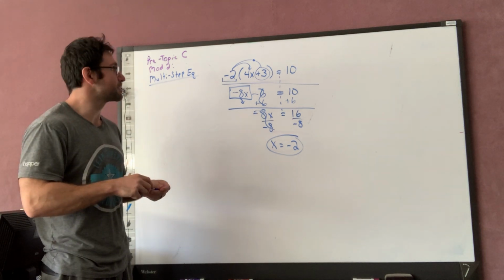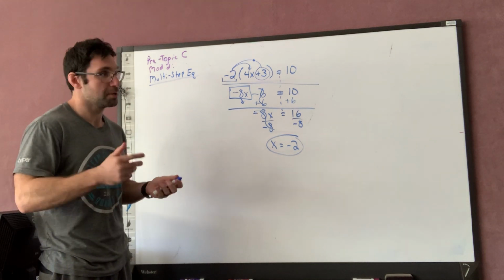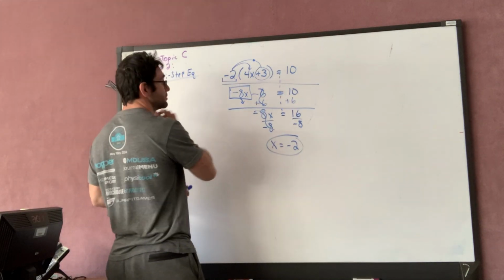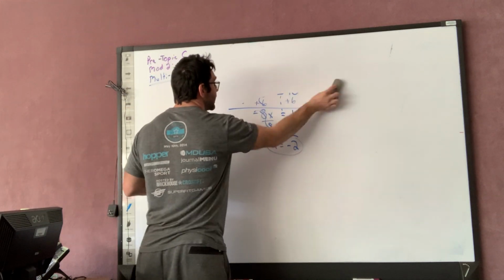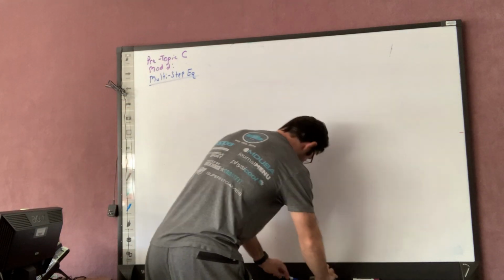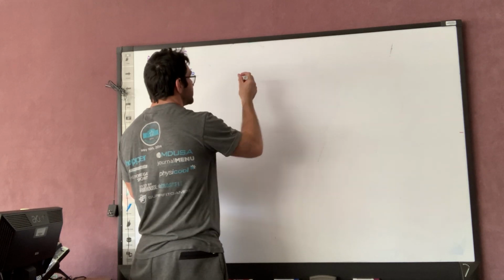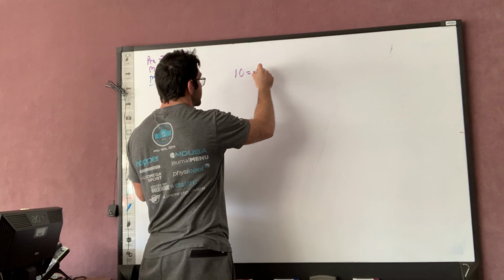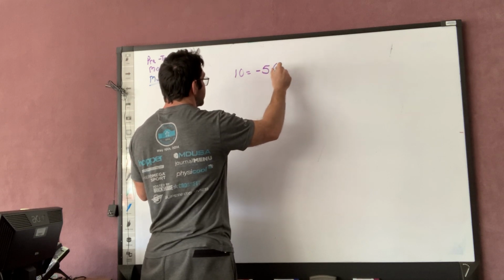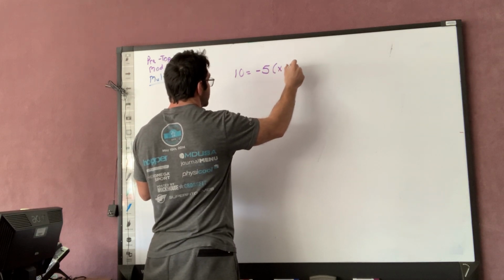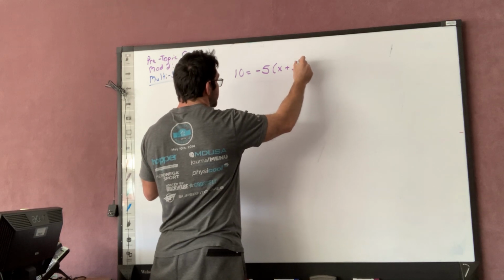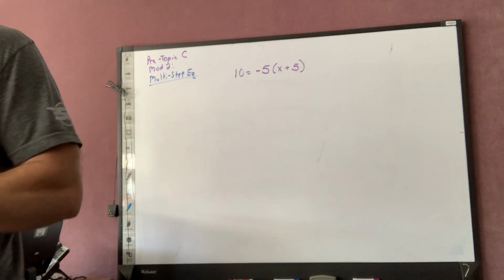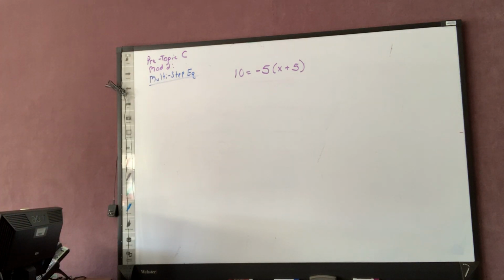Hopefully, you're starting to see, oh, okay, I distribute, then it's a two-step equation. And you've done a couple days of two-step equations. So you're going to try this one on your own. Hopefully, I can make it work the right way first time. Let's go 10 equals -5(x + 5). Okay, so once you write it down, go ahead and pause it. Give it a try.